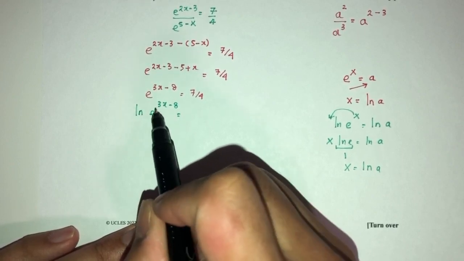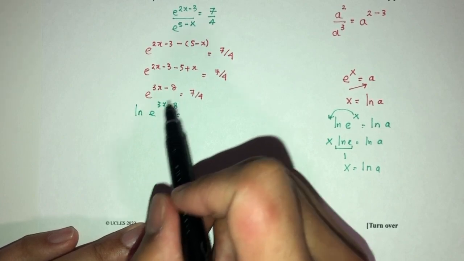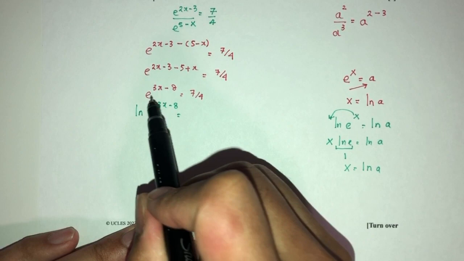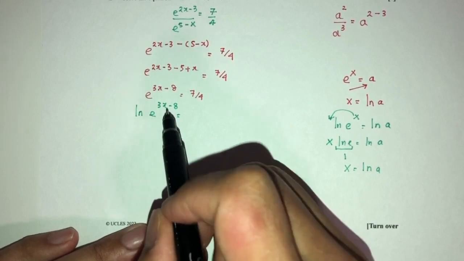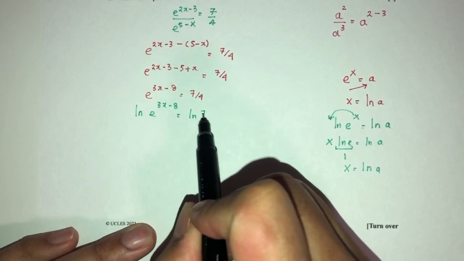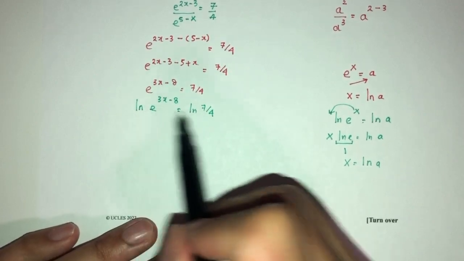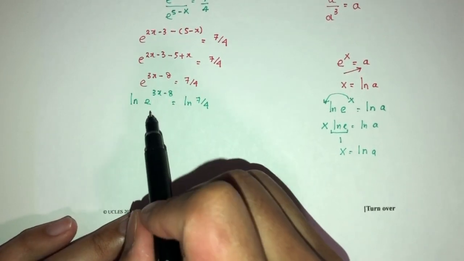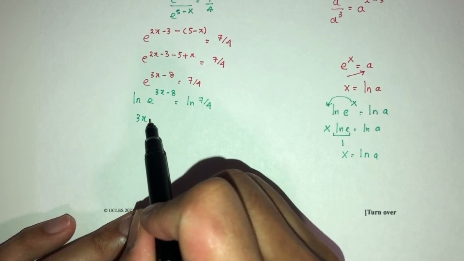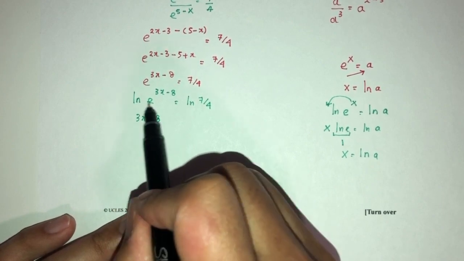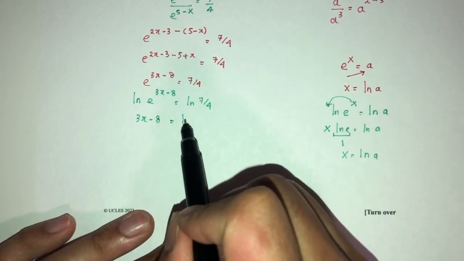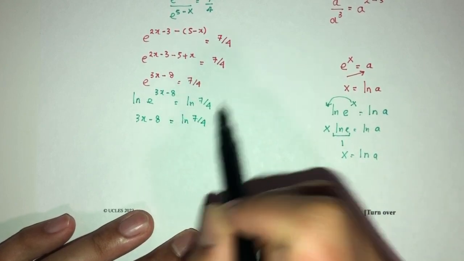So again, if your x is a power of something, you want to apply log or ln. In this situation, since we are working with exponential, we apply ln on both sides. That's the main idea. Now, because I applied this, I can use the laws of logarithms. I can bring this down. You will have 3x minus 8 times ln of e. Ln of e is just 1, so you will cancel out, and you have ln of 7 over 4.